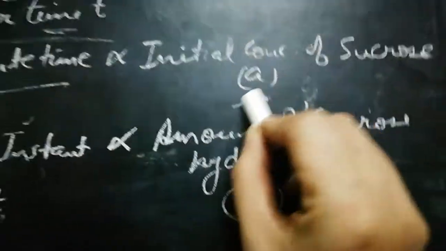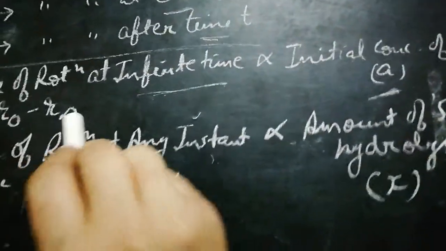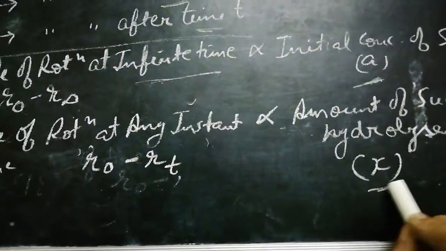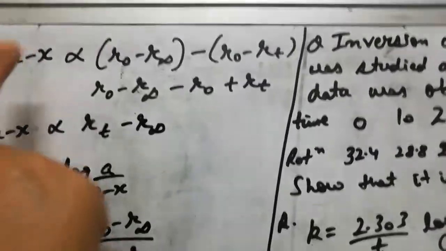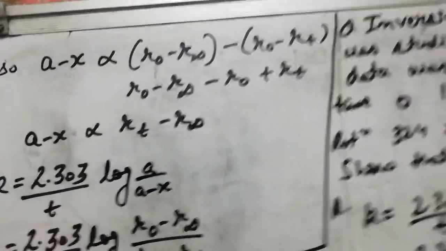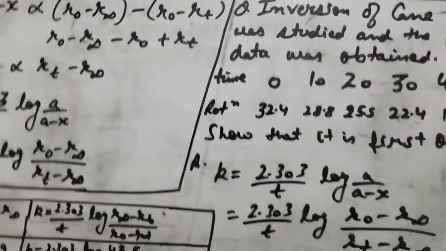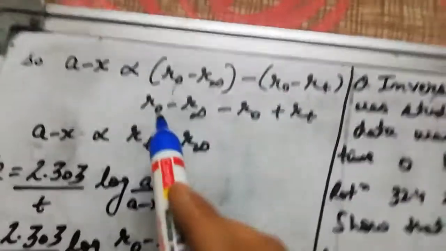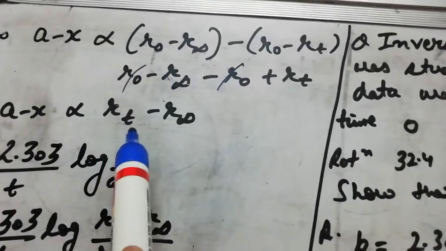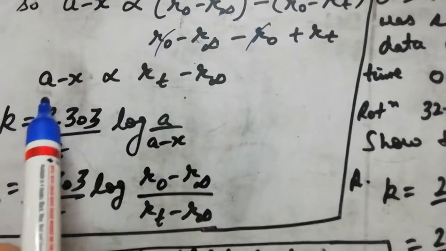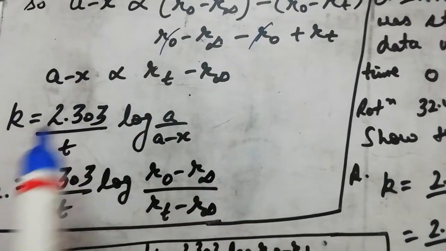So we have the value of A is equal to R naught minus R infinity, and we have the value of X, that is R naught minus RT. So now we want to find the value of A minus X. So A minus X की वैल्यू निकाल देंगे. A की वैल्यू is R naught minus R infinity, X की वैल्यू is R naught minus RT. So on solving this, we will open the brackets. R naught से R naught कट जाएगा and we will get RT minus R infinity. So value of A minus X is RT minus R infinity.